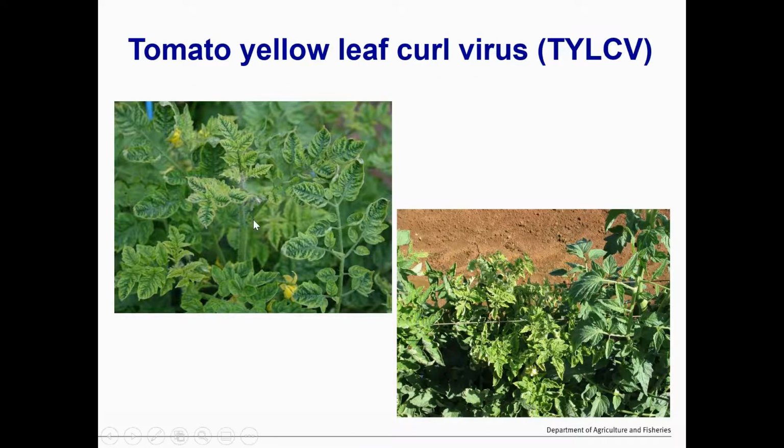Tomato yellow leaf curl virus: you get lots of shortened internodes, the leaves are little and yellow. Again, you get loss of photosynthetic area because it's stunted, and you get lower fruit set and lower yield. The fruit, again, aren't distorted like with spotted wilt.